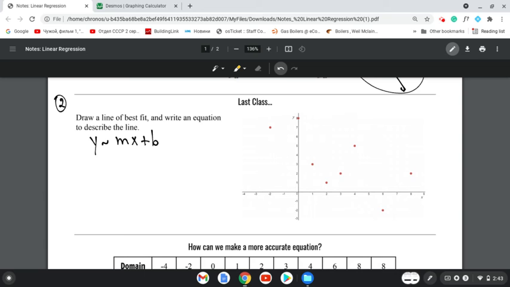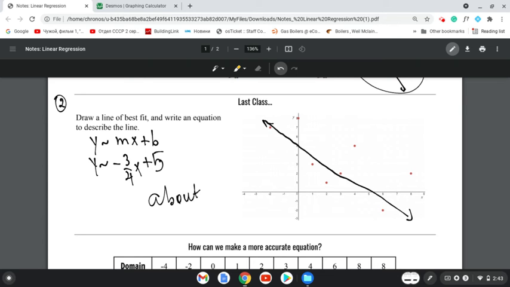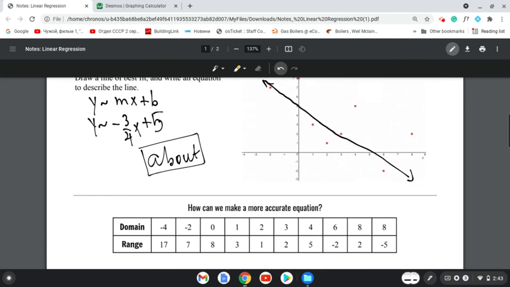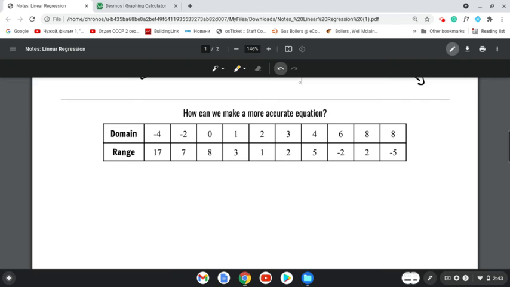y ≈ mx plus b. I'm using the approximately sign because we know it's approximate, right? So looking at that scatter plot, I can draw what would be a line of best fit, and we know that +5 is our y-intercept, and I would say approximately -3/4x plus b. But this is approximate, right? So here comes the question, how can we be more accurate in our equation? How can we be more precise with our calculations in finding the line of best fit and describing it with an equation? Well, that's where we are going to use our online graphing calculator, Desmos.